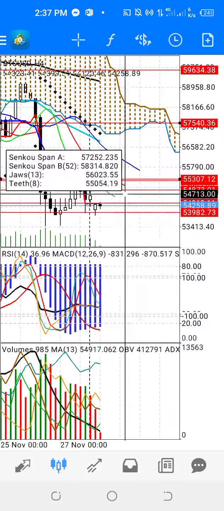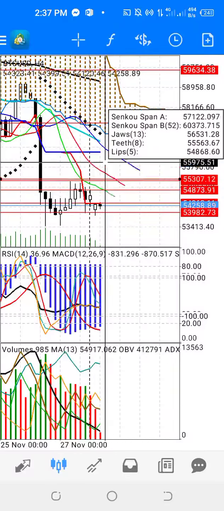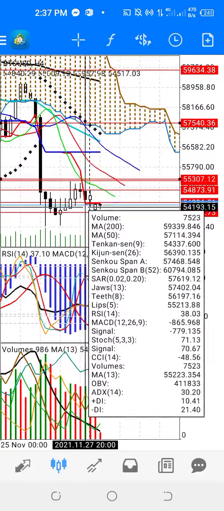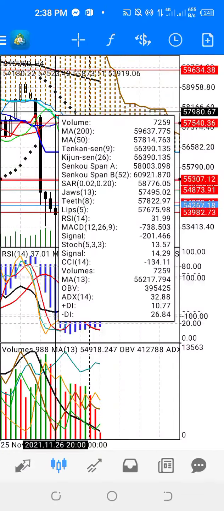This is for the protection against possible massive, heavy losses. Okay, that's all for Bitcoin for this week, and even next week, next month, or until the first quarter of 2022.